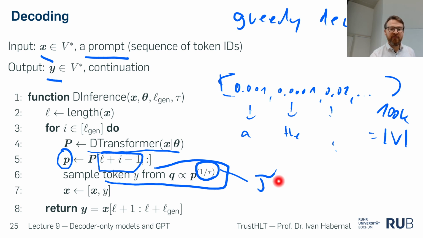Temperature? That's the temperature. You can understand that the higher the temperature here, the more uniform this probability becomes, which means the more random. The lower the temperature, the more spiky it gets, and with a very small temperature, you basically get greedy decoding, because there is only one item with super high probability and the others are almost zero. So the temperature parameter helps you control the randomness of the sampling.